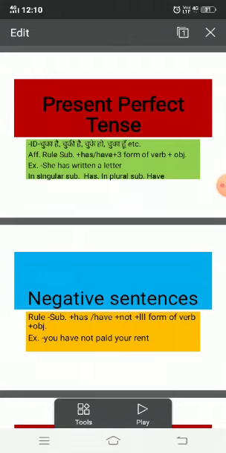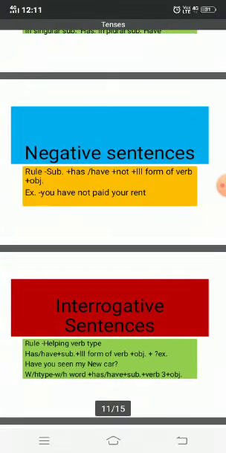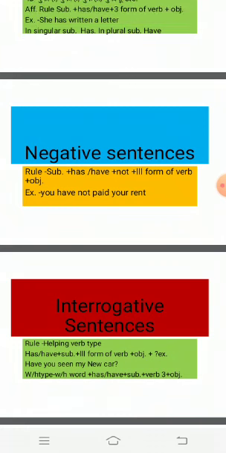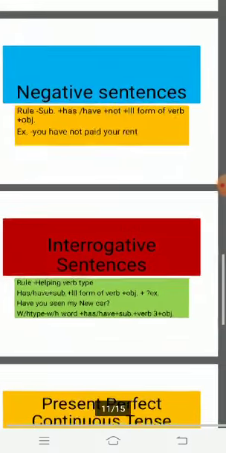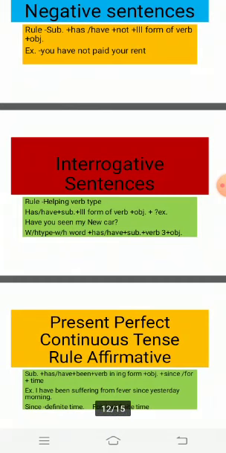With a singular subject, has, I have already told you. When it is a negative sentence, then first of all subject, then has or have, then not, plus third form of verb, then object. Example is, you have not paid your rent. All the tenses are the same, just a bit of difference in all, mainly about helping verb and sometimes verb forms.